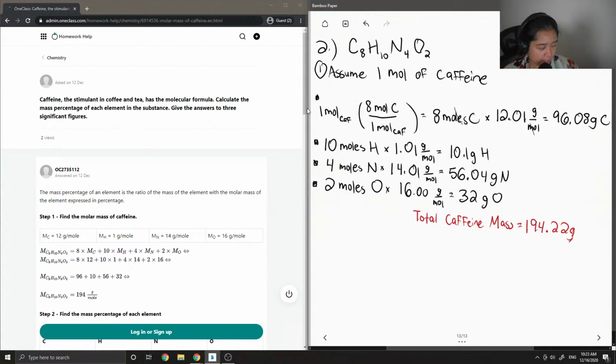Okay, so now that we have the total mass of caffeine, we can find the mass percentage of each of the elements. The mass percentage is equal to the mass of the component divided by the total mass, multiplied by 100.